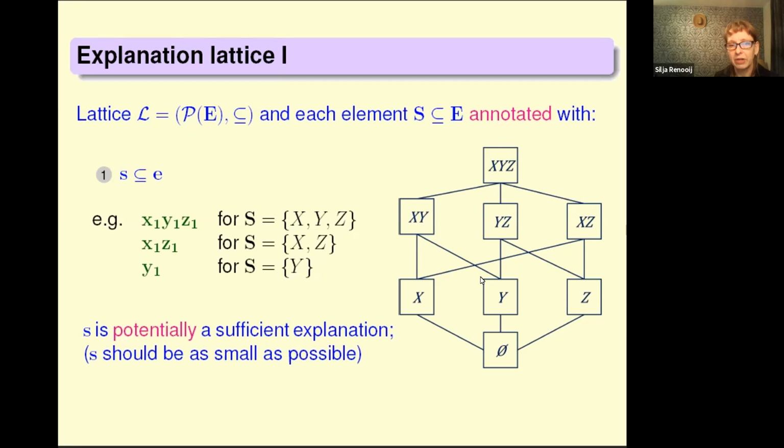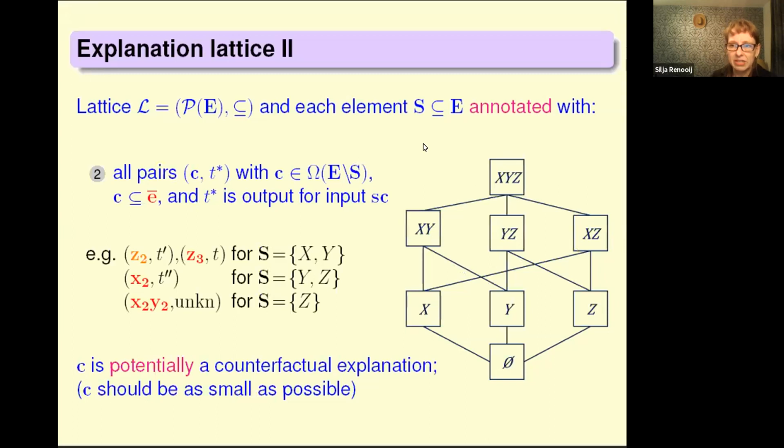And then, for example, if I go to the subset XZ, then X1, Z1, again, the observed values would be the potentially sufficient explanation for that lattice element. So that means if we want to look for the smallest sufficient explanation, we go from top to bottom through the lattice and see if those associated explanations are actually sufficient explanations.